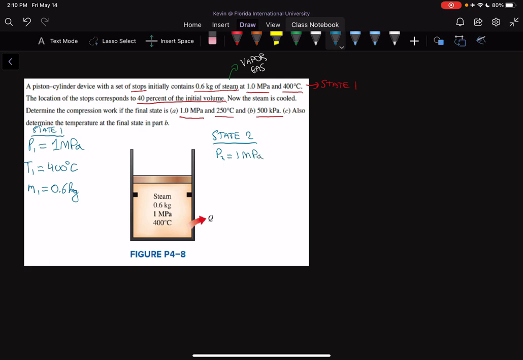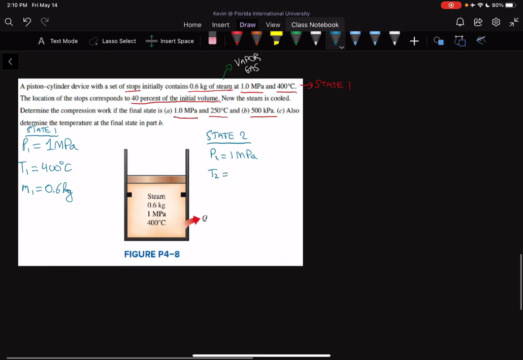Okay, so still the same pressure. And we're told that temperature 2 now is equal to 250 degrees. So the pressure has not changed. This is a constant pressure process. And that's what we're told. Now, do we have any other information?